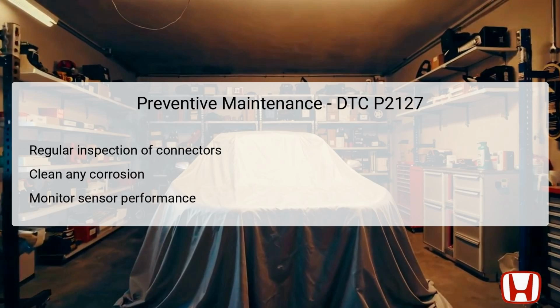In addition to visual inspections, it's beneficial to monitor the performance of APP sensors through periodic diagnostics. This proactive approach can catch abnormalities early, allowing for timely repairs and preventing more extensive complications down the line. Incorporating these practices into routine maintenance can significantly prolong the lifespan of the electronic throttle control system.